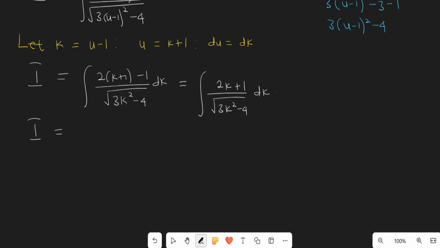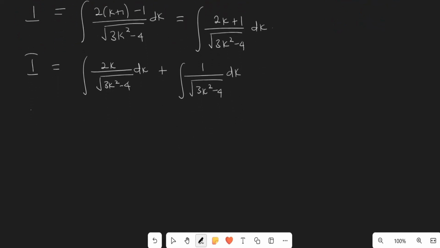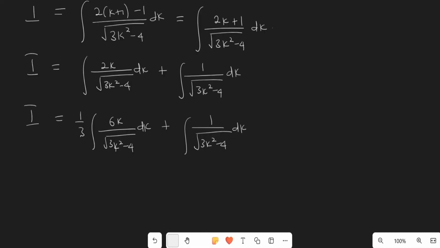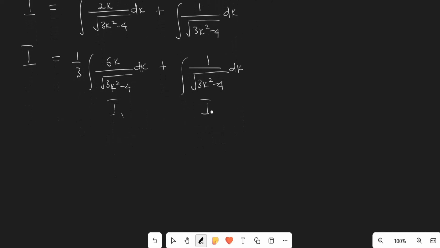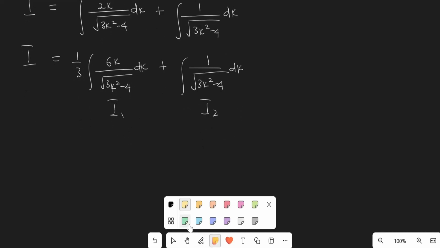Now let's split this integral into 2 different integrals. We have the integral of 2k divided by the square root of 3k squared minus 4 dk, plus the integral of 1 over the square root of 3k squared minus 4 dk. For the first one, I'm going to multiply the numerator by 3 and divide the integral by 3 to nullify the effect. This is now going to be the integral of 6k divided by the square root of 3k squared minus 4 dk, plus the integral of 1 over the square root of 3k squared minus 4 dk. Nothing changes in the second one. So now let's call this one integral I1 and then integral I2, right? Now let's switch colors.